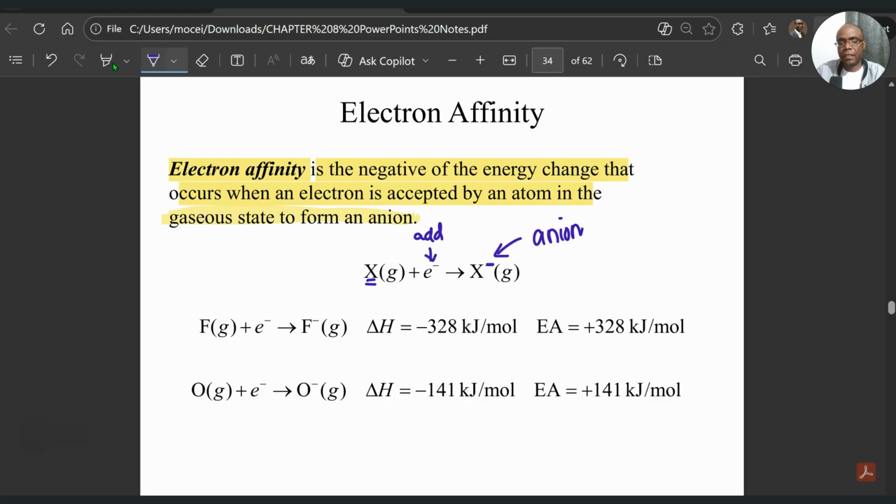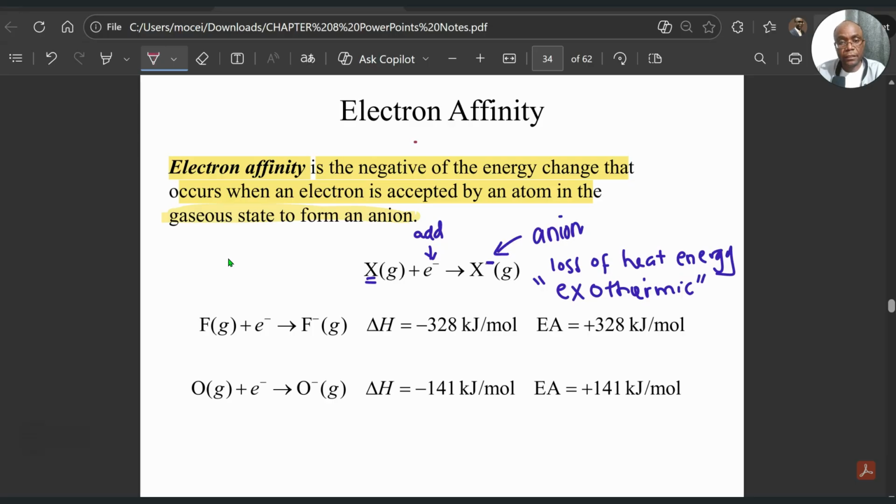So this is usually accompanied by loss of heat energy. In other words, we say that the process of electron addition to an atom of an element in gaseous state is exothermic. So what we are saying here is an element like fluorine, which we know is electronegative, likes to attract electrons to himself. When he receives an electron, he gives you a fluoride, and there's going to be a loss of heat energy with the amount of 328 kilojoules per mole.